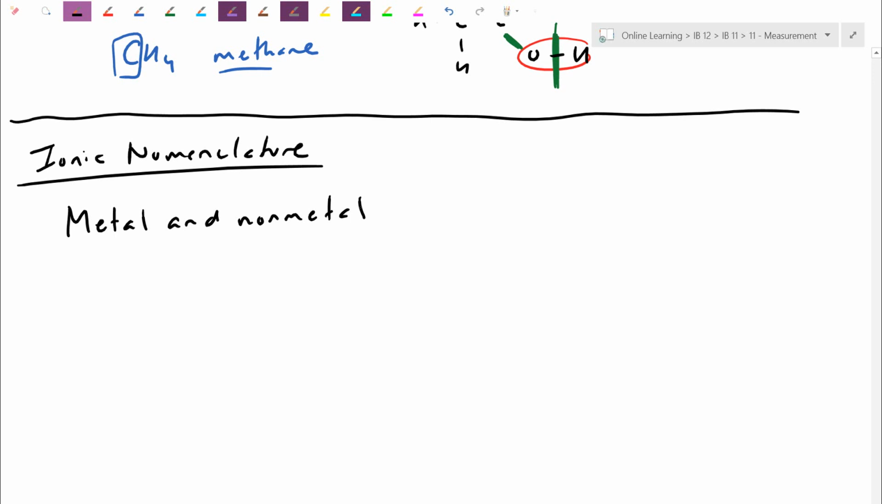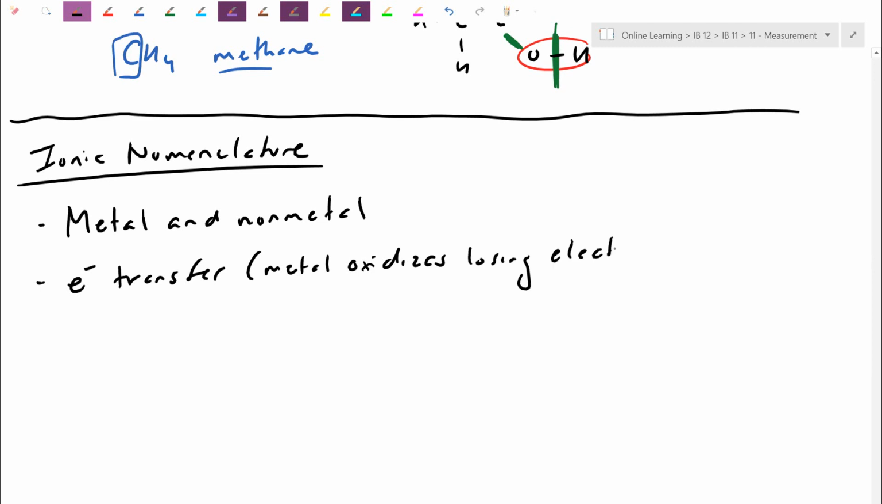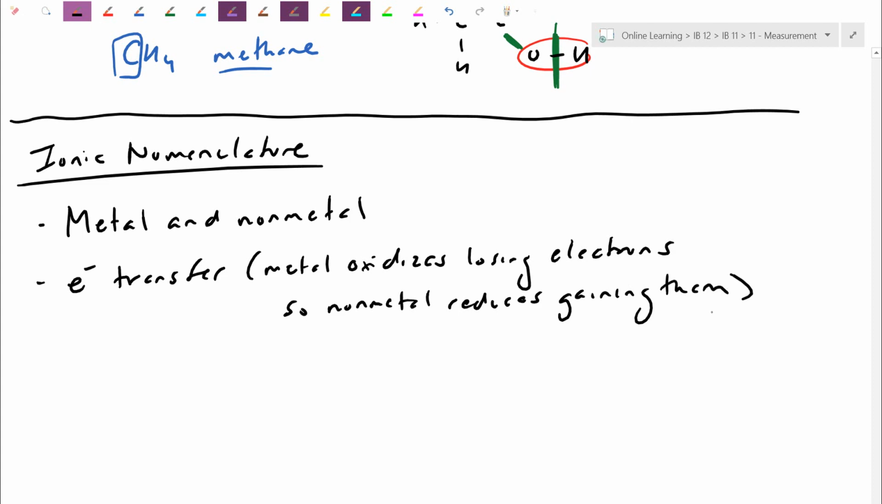Some other things that we know about ionic compounds here is we actually have transfer of electrons. So let's just say electron transfer. And in fact, what's happening here is the metal oxidizes. That word oxidize means lose electrons. Metal oxidizes, losing electrons. So the non-metal reduces, gaining them. So that's what we refer to as an electron transfer. The metal is completely losing the electron, tossing away its electron.